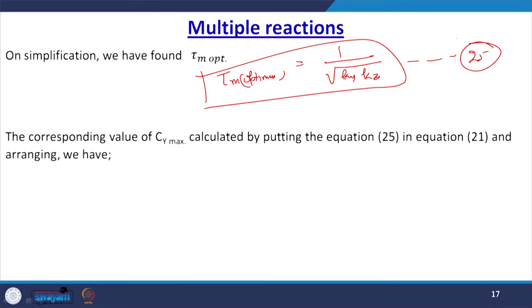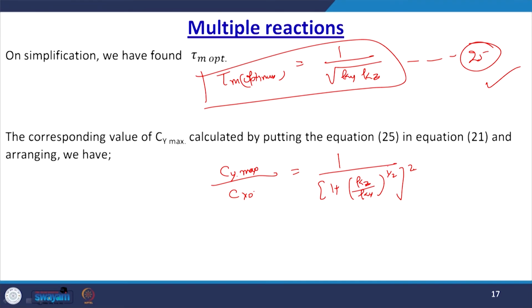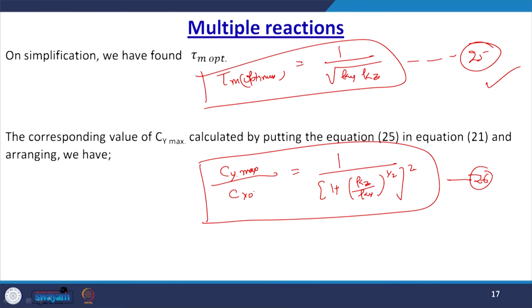Now if we put the corresponding values, Cy maximum can be calculated by putting equation 25, that is tau m optimum, in the previous equation. If we rearrange all those things, then we get Cy maximum upon Cx naught equal to 1 upon 1 plus square root of Kz upon Ky, all to the power... that is 1 upon (1 plus (Kz Ky) to the power half). Now you can term this as equation number 26.